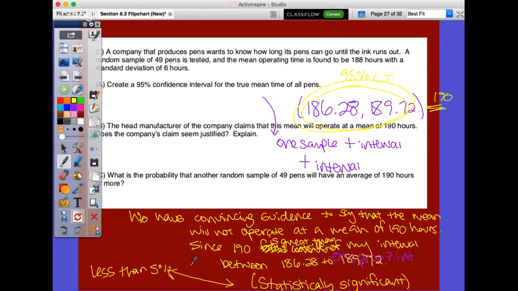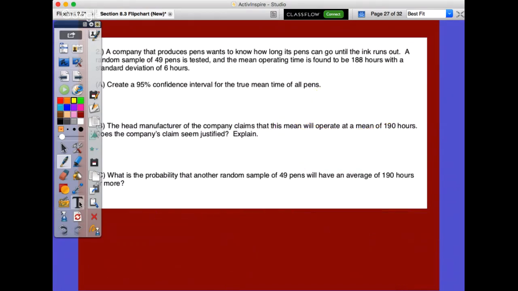C says, what is the probability that another random sample will have an average of 190 hours or more? Okay, so first off, this N is 49, right? And we've already shown that we can use the normal condition up here, right? Because it's the central limit theorem. So there's no need to do that.